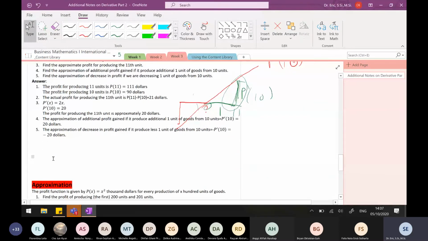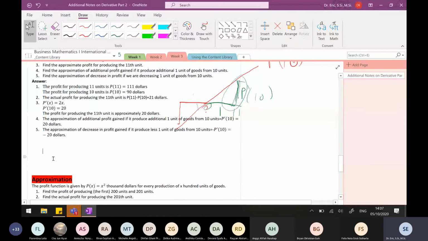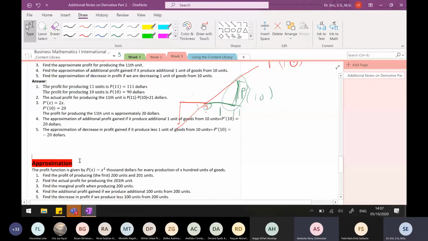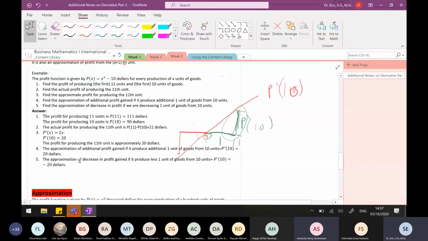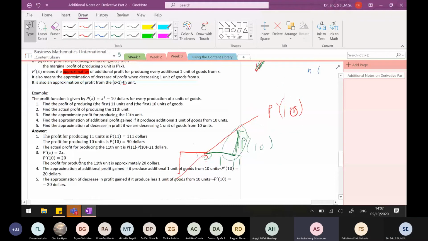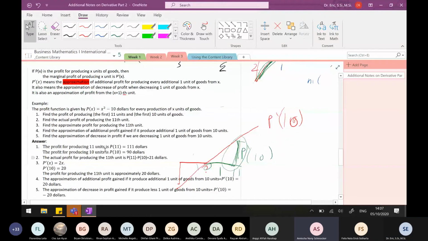Okay, questions from here? Sir, can I ask? Yes, of course. Your name? Anisha. Questions? If the additional profit gain, if it produced additional 2 units, it would be $40? Very good, Anisha. Very good.